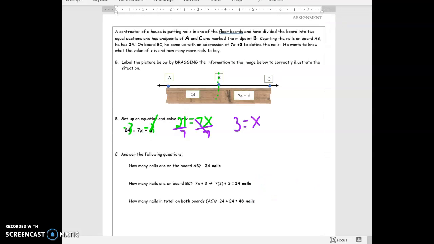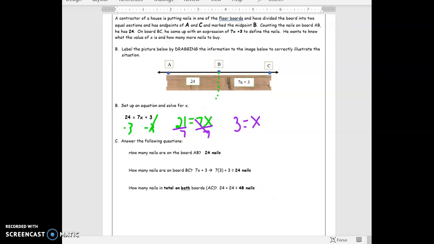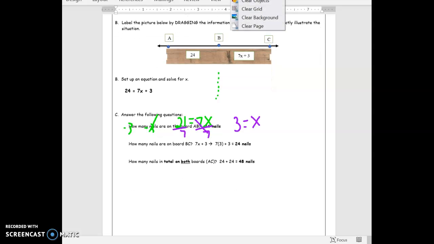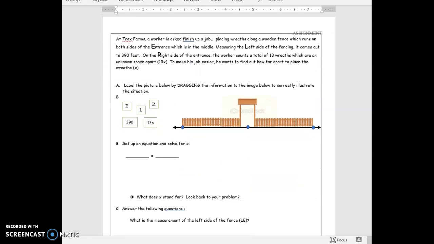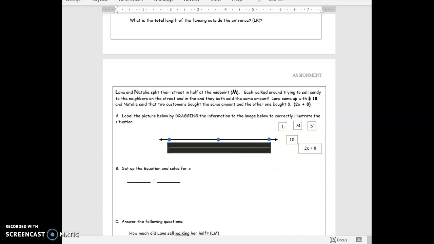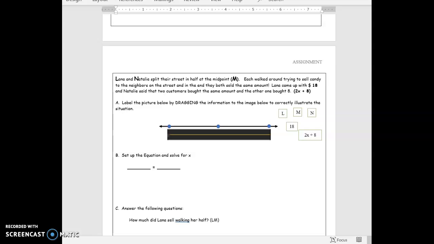So again, guys, you are free to use this information to complete the first two examples of your homework, and give you some problem models to reference. And then for the remainder of your assignment, you do have two more on your own. The third one is about Trax Farms and putting up Christmas wreaths for the holidays. And the last one here is about two girls who are walking around selling candy in the neighborhood along a street.